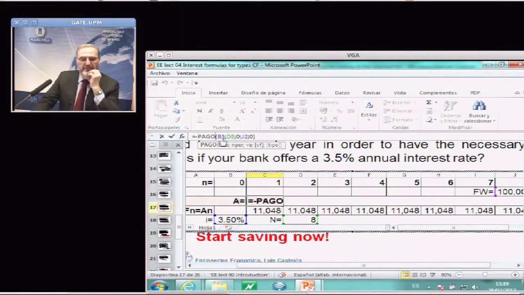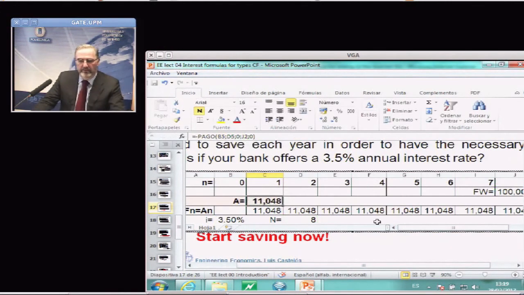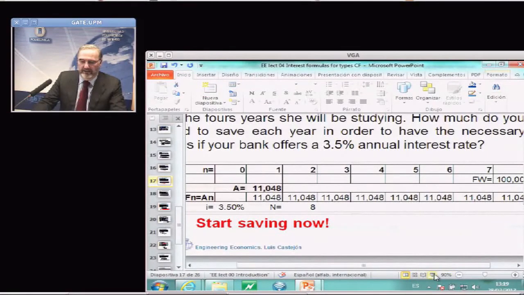In Spanish it is pago. You see here the interest rate in blue, 3.5, the number of periods, 8. This is the current value, the present value, 0. We are not saving this year, I mean today. This is the future value. We know that we want to have the future value, which is 100,000, and the type of calculation, as always, 0. So that's the way of calculating this one.